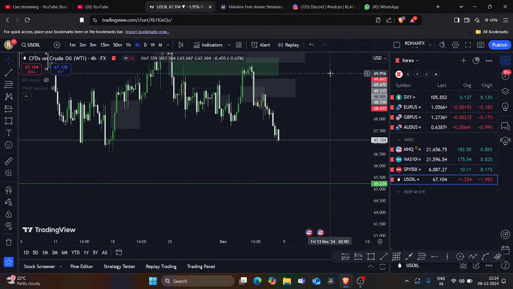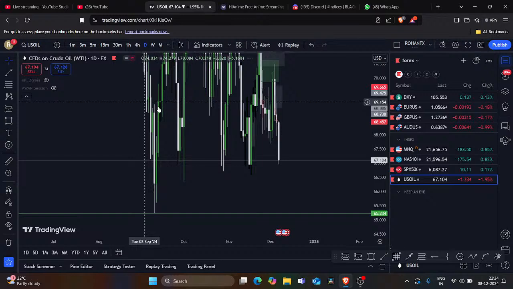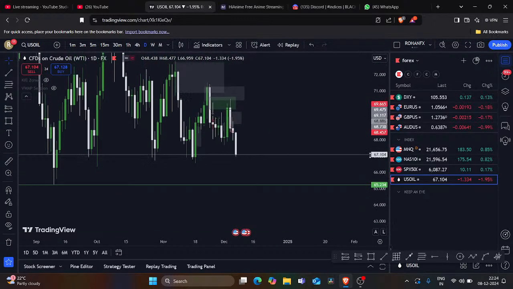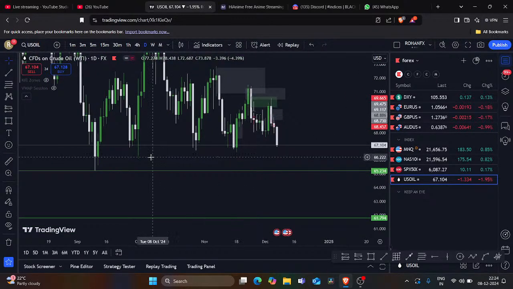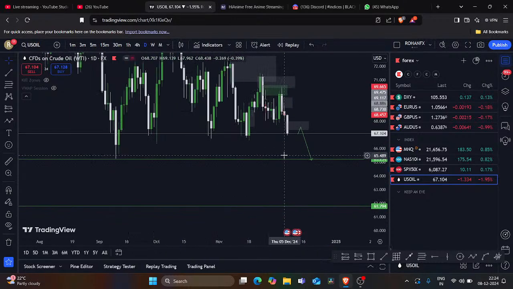So what can we expect next? We can directly expect tomorrow's candle to open and take out this liquidity, or else form a fair value gap over here. Then we can expect a retracement here. Then we can easily expect a bearish fall here.